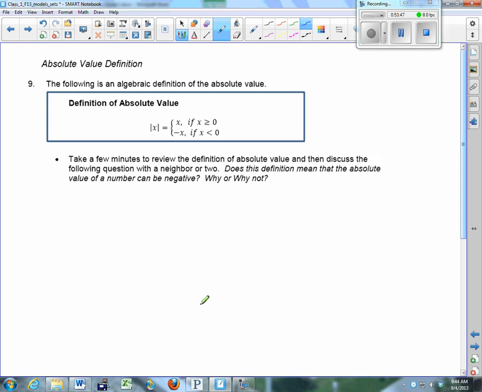I want you to take a few minutes, and we only have 6 minutes, and review this definition and discuss it with a neighbor or two. Here's the question I want you to answer. Does this definition mean the absolute value can be negative? Looks like it to me. Why or why not? So look it over and have a discussion about that.